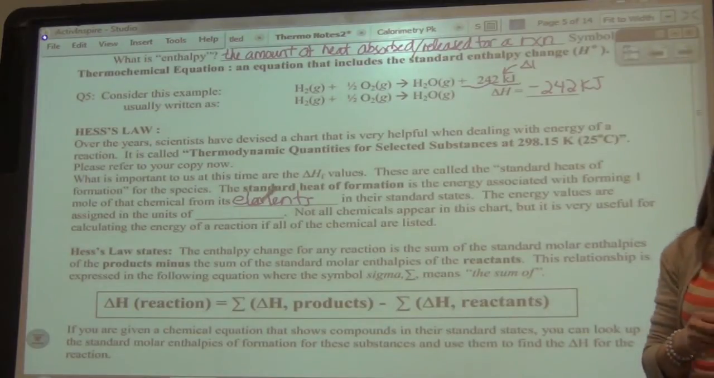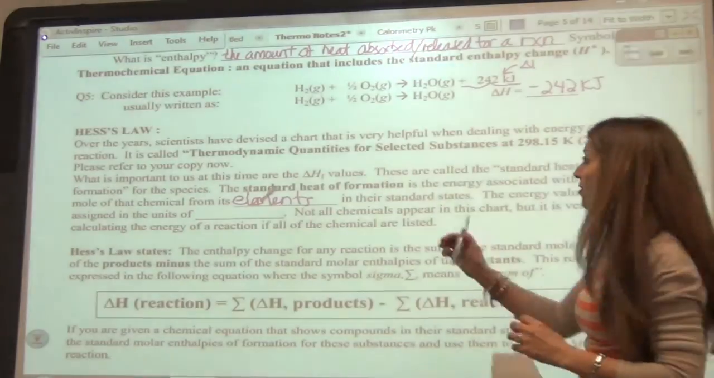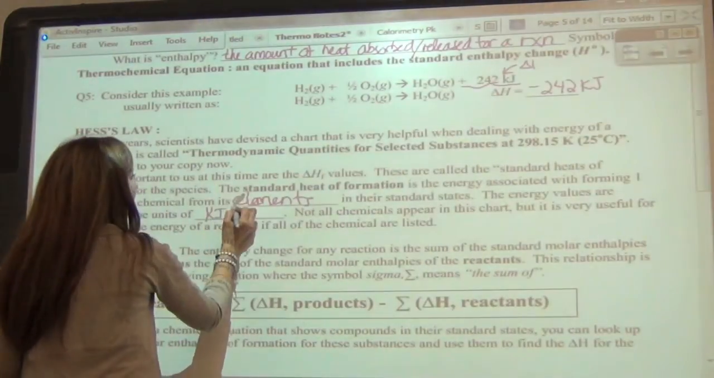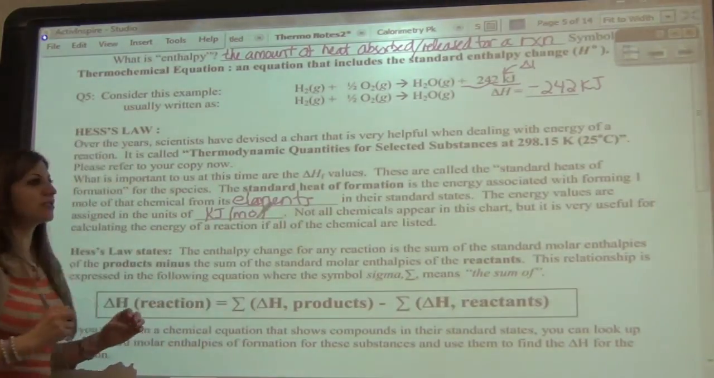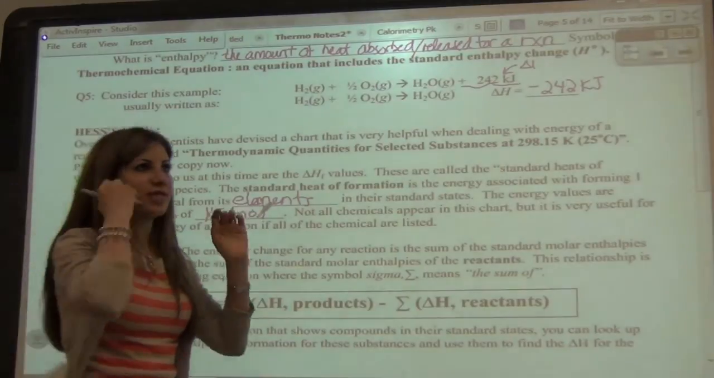Okay? So it says the energy values are assigned in the units of, take a look at your chart. What are the units of delta HF on that Thermo chart? Kilojoules per mole. Perfect, kilojoules per mole. Not all chemicals appear on the chart, but it's very useful for calculating the energy of a reaction if the chemicals are listed. So Hess's law states, I want to make sure that you understand this real quick before we move on.